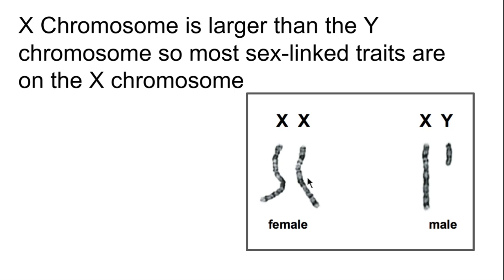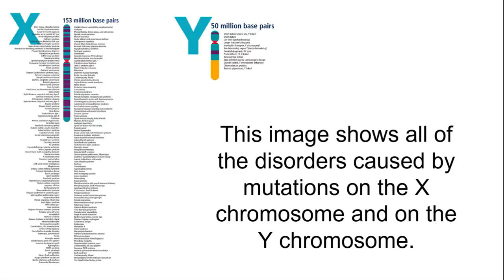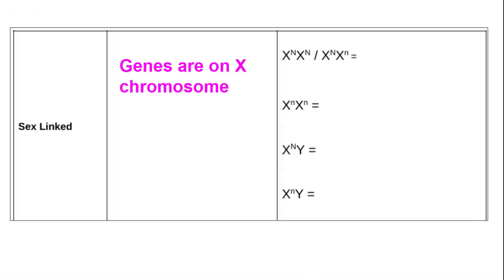If you notice, the X chromosome is a lot bigger than the Y chromosome. The Y is pretty short. So most sex-linked traits, ones that are on these sex chromosomes, end up being on the X because there's just more room. There's more DNA here for there to be mistakes. So this image shows all the disorders caused by mutations on the X chromosome, and there's a lot. And then mutations on the Y chromosome and diseases associated with them, which are not very many.